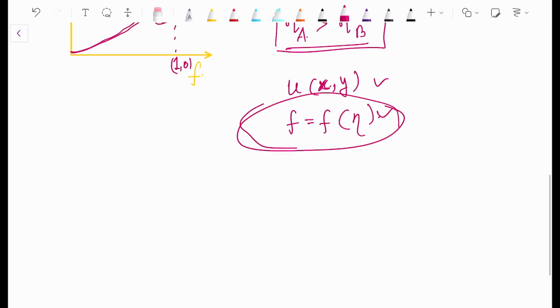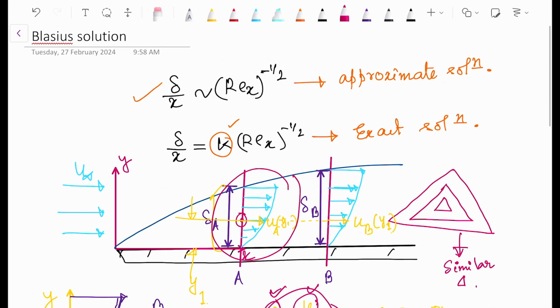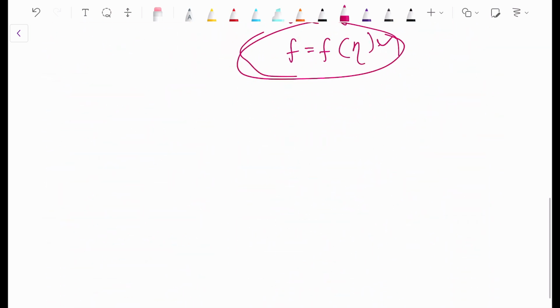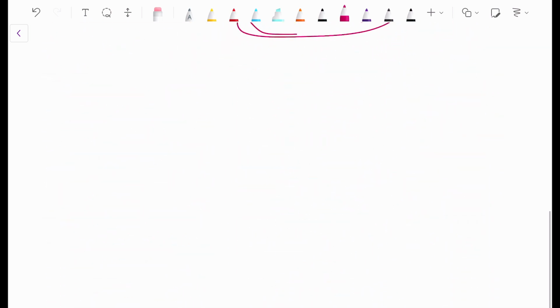So let me now proceed with the boundary layer equations. So my boundary layer equations.